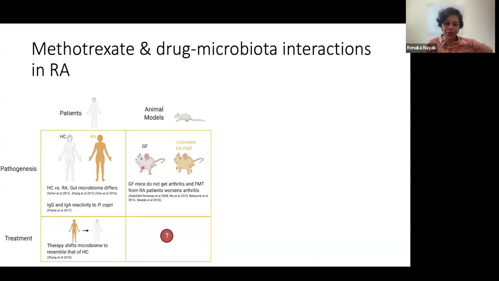And then if you take those germ-free mice and colonize them with an RA patient fecal microbiota transplant, so you put the RA microbiome into those mice, they get arthritis. So again, that's implicating the RA microbiome in pathogenesis. So a number of studies had implicated the microbiome in pathogenesis, but not so much in treatment.